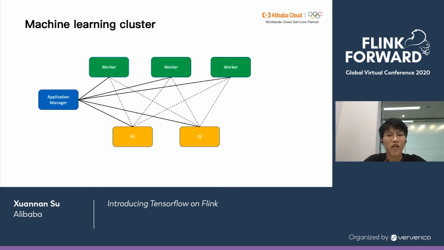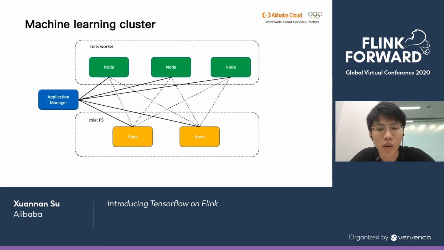Again, let's start from the worker PS architecture that is used to distributed train a machine learning model with TensorFlow. We have some number of workers and a couple of parameter servers in the cluster. So how can we generalize such a cluster so that it can be used for other setups of machine learning clusters?